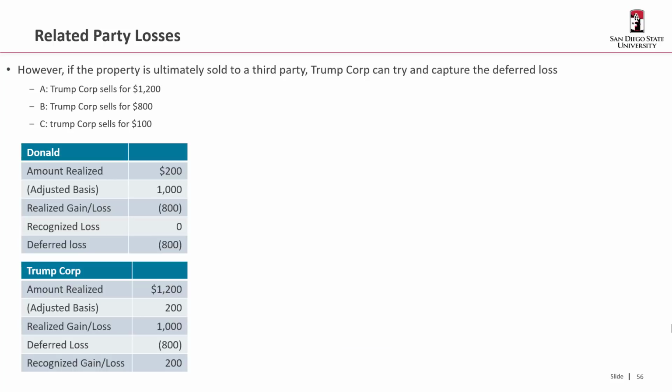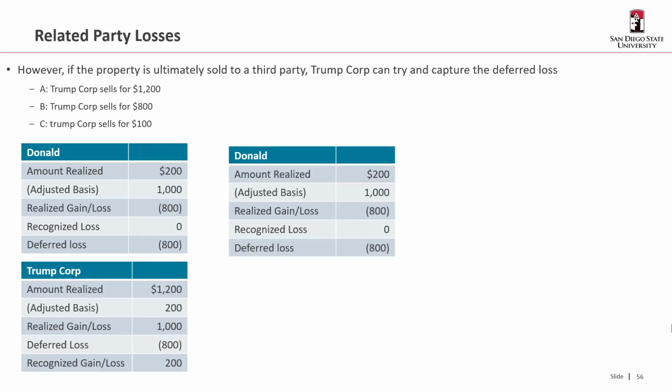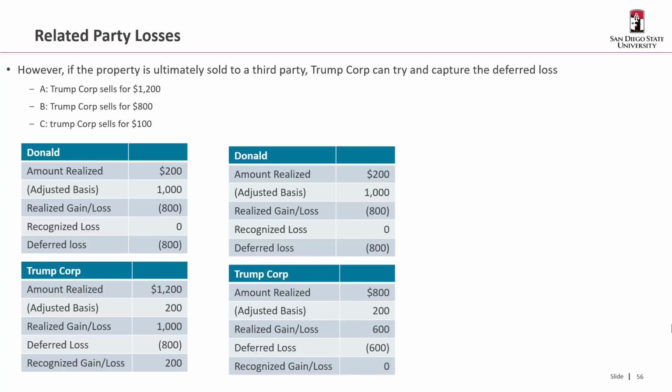Let's go to Scenario B. So nothing changes for Donald in Scenario B. He sells it to Trump Corp under the exact same circumstances. But now when Trump Corp goes to sell it, their amount realized is the 800 minus their adjusted basis of 200. They end up with a realized gain of 600. They can only offset their realized gain with the loss to the extent of the realized gain. So as a result, they can only use 600 of Donald's loss of 800. What happens to the other 200? It evaporates. It goes up in smoke. It's gone forever.